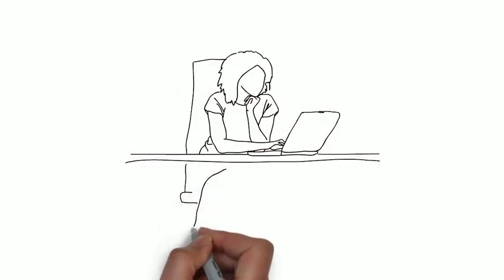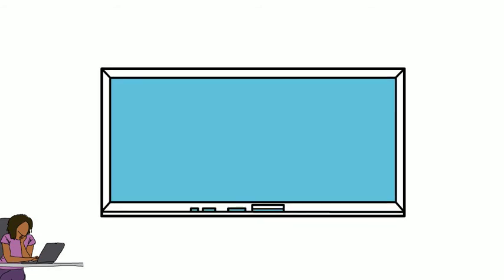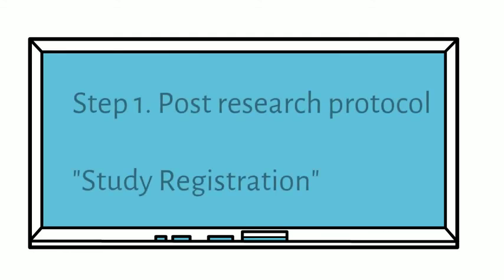transparent and accessible. One step researchers can take before starting a study is to post their study plan or protocol online. This process is called study registration. Study registration tells other researchers which studies are already happening, and it helps avoid duplicating efforts.